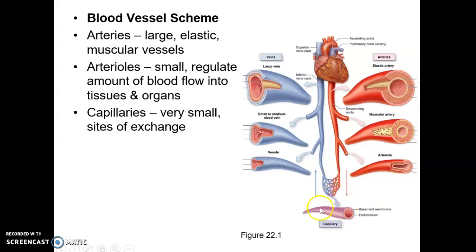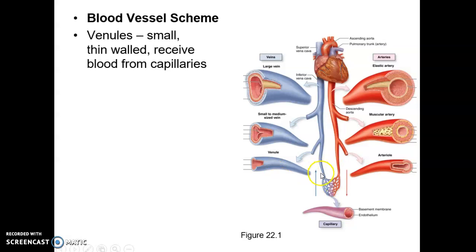And then the capillaries are very thinly walled, and they're the site of exchange. Oxygen and nutrients leave the cardiovascular system at the capillaries to provide nutrients for the cells and tissues there. And then waste material and carbon dioxide diffuse into the capillaries, and those materials work their way back into the cardiovascular system to be removed by the kidneys and/or lungs.